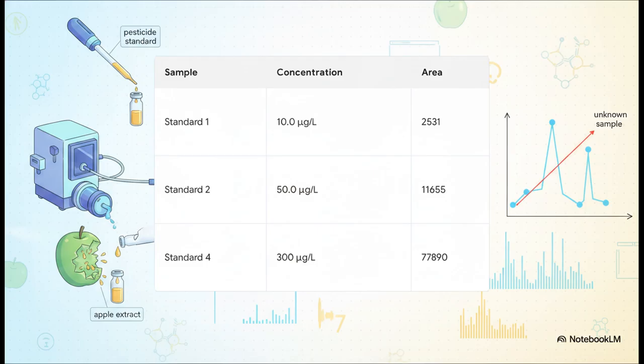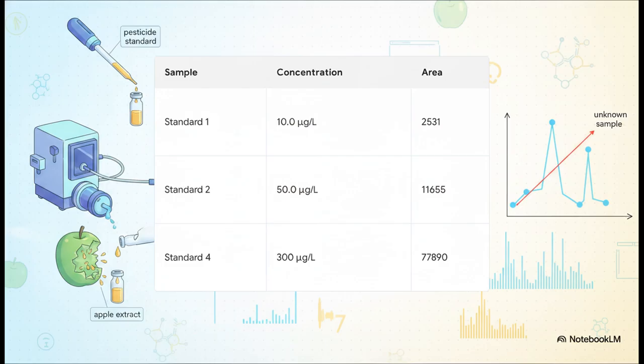So we know what it is. Now to figure out the exact quantity, scientists build what's called a calibration curve. Check out these numbers for a pesticide called acetochlor. By injecting very specifically known, controlled amounts of the pesticide into a completely blank apple extract, the instrument records the corresponding peak areas. So, 10 micrograms per liter gives us an area of roughly 2,500. Jump to 300 micrograms and we get an area of nearly 78,000. By plotting these data points, we effectively build a perfectly linear mathematical ruler.